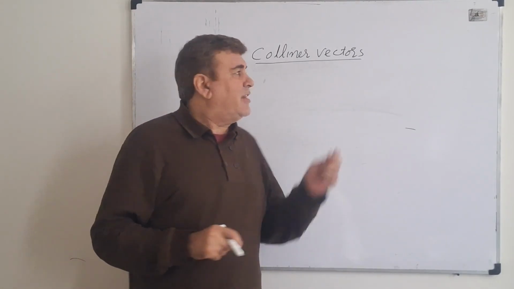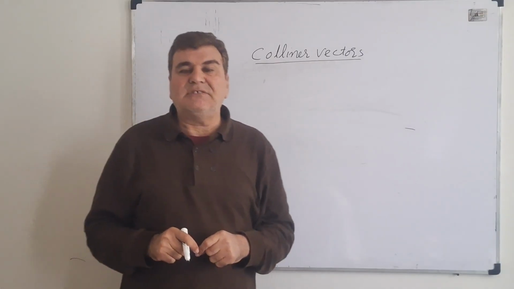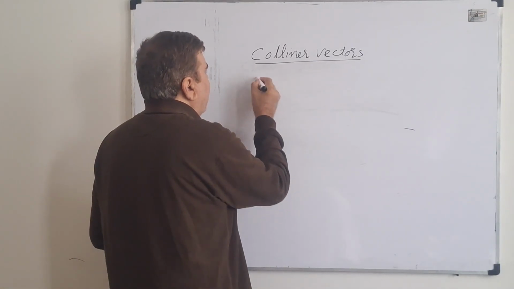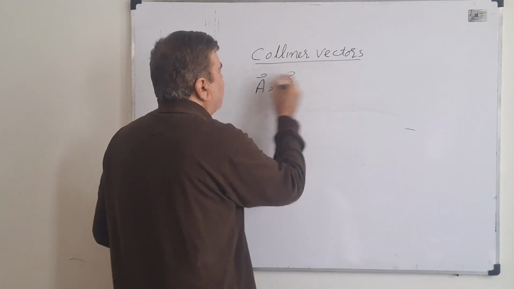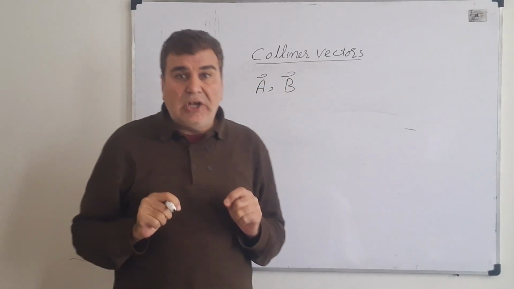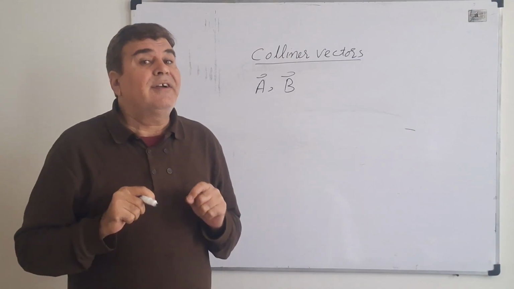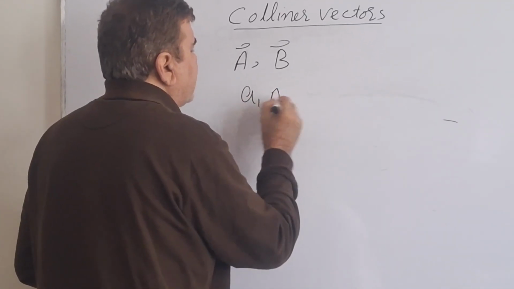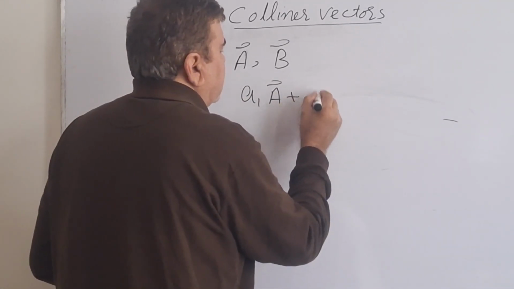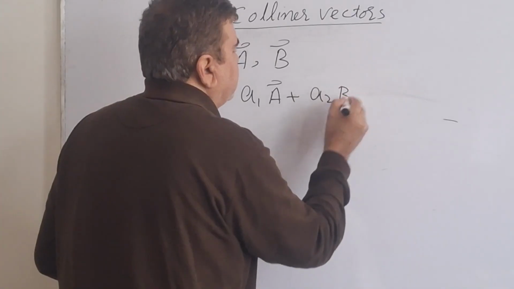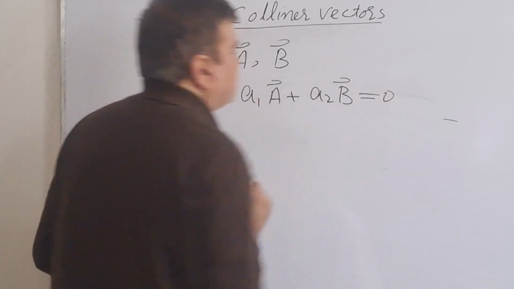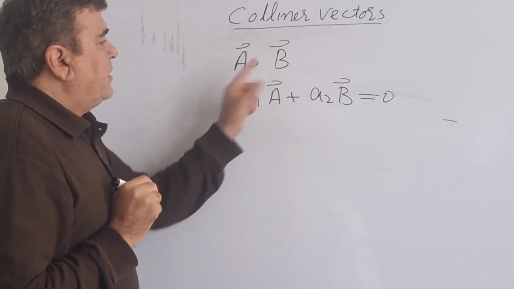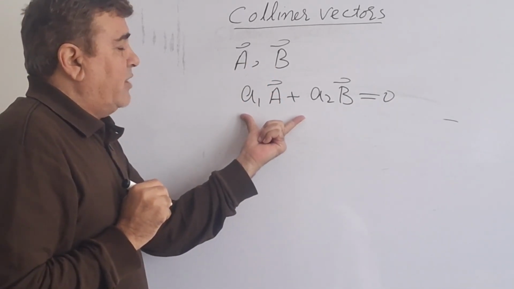In this video, you will learn about collinear vectors. Two vectors A and B, let me call them A and B, are said to be collinear if we can construct an equation of the form A1 times A plus A2 times B equals 0. A and B are said to be collinear if we can construct an equation like this.